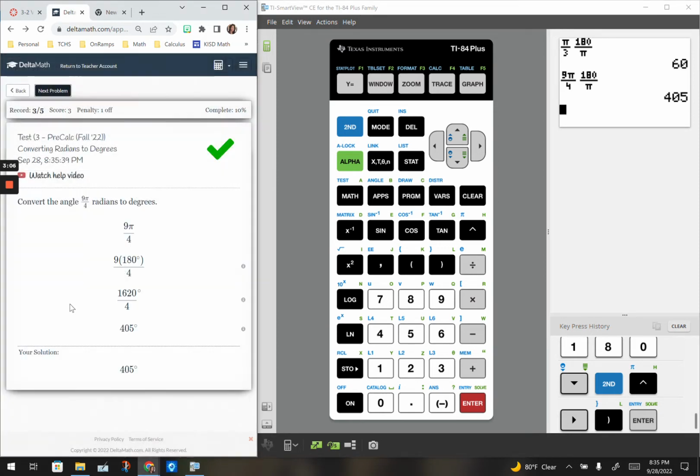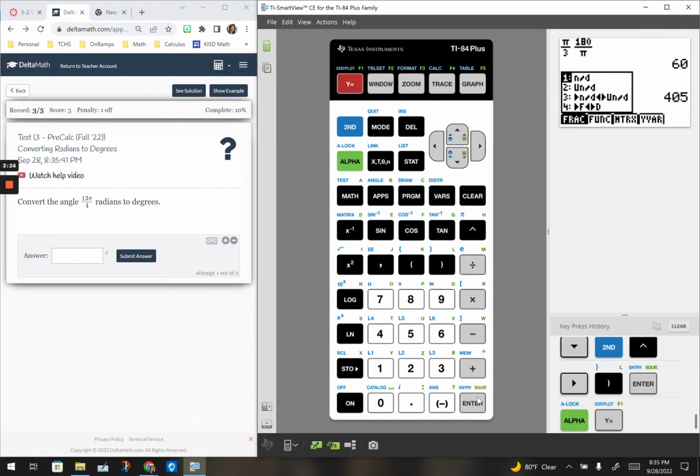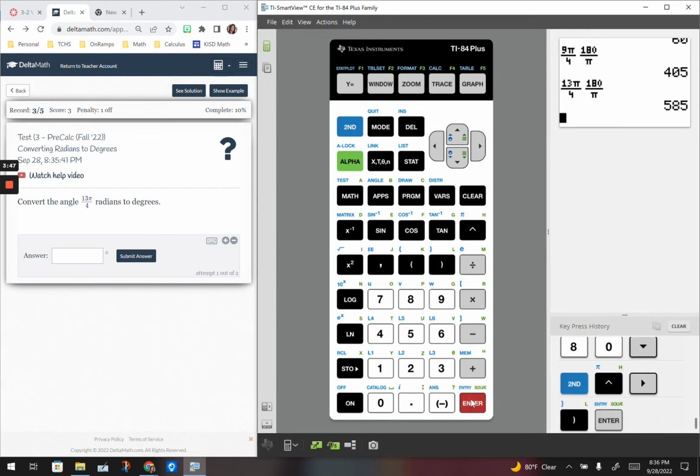And then we keep going. So that just continues. You keep doing that. And just notice that your pi's are constantly being canceled. I was hoping that they would give another type of problem. Let me try one more here and see if they will give us another setup other than the one that they're giving us. So 13 pi over 4, I'm going to multiply it by 180 over pi. And when I hit enter, 585.